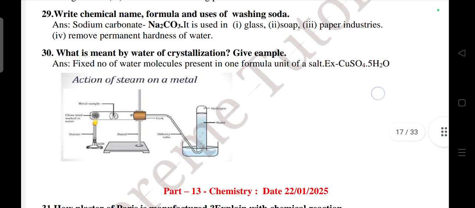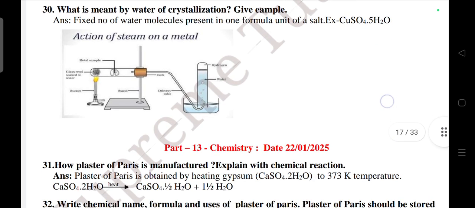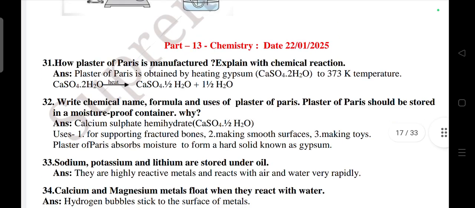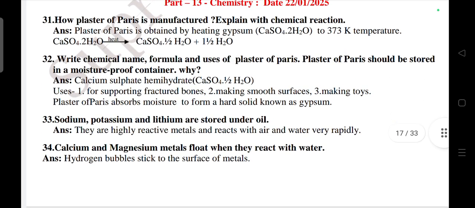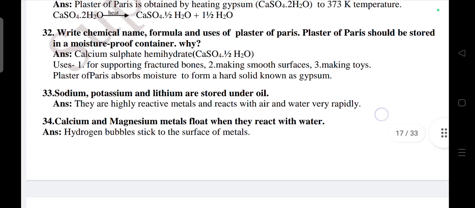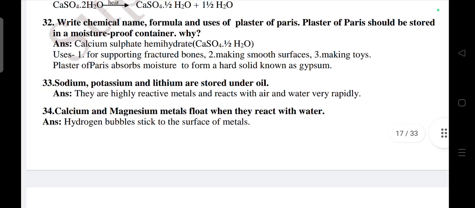What is meant by water of crystallization? Give an example. Then this diagram: action of steam on metal. Important diagram. Next, question number 31. How is plaster of Paris manufactured? Explain the chemical reaction. Next one, write the chemical name, formula and uses of plaster of Paris. Plaster of Paris should be stored in a moisture-proof container.